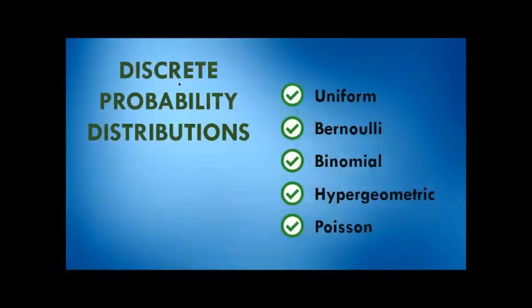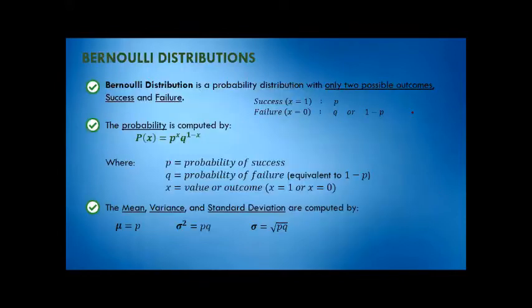This is the continuation of the lessons for discrete probability distributions. We're done with the first distribution, which is uniform. We're now on the Bernoulli distribution. So these are the things we need to know about Bernoulli distribution. Number one is the definition.